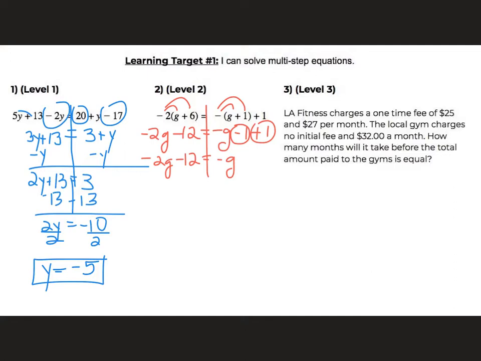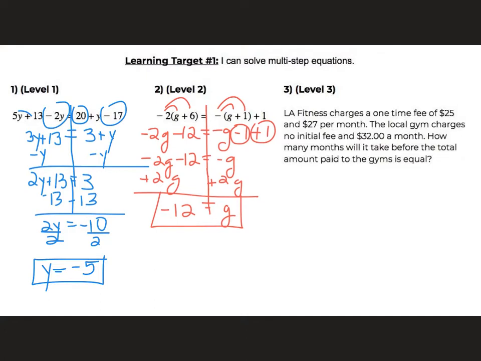Next, I'll go ahead and add 2g to both sides, leaving us on the left-hand side with negative 12, and on the right-hand side, negative g plus 2g just leaves us with 1g. So we get g equals negative 12. And our last problem here for this learning target.